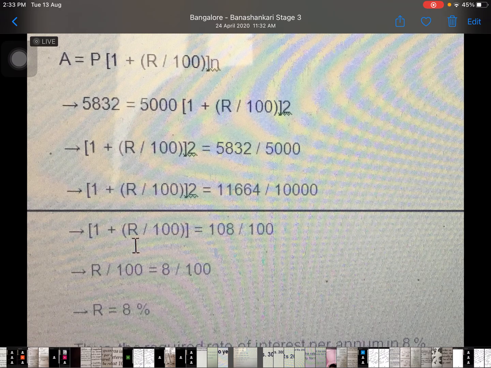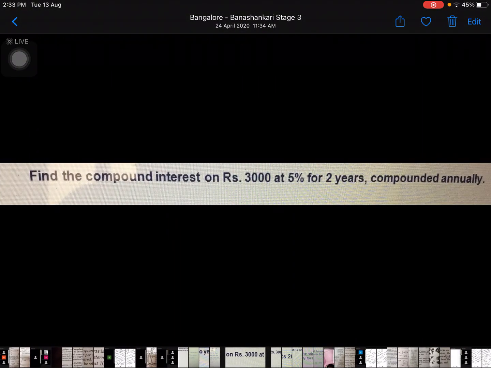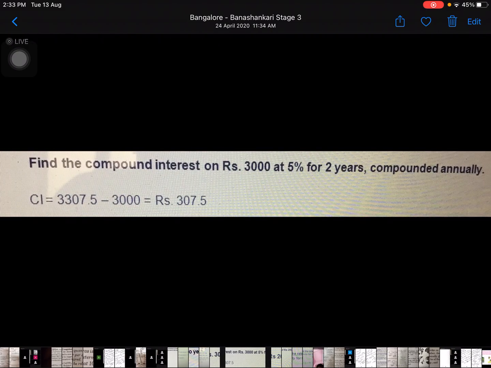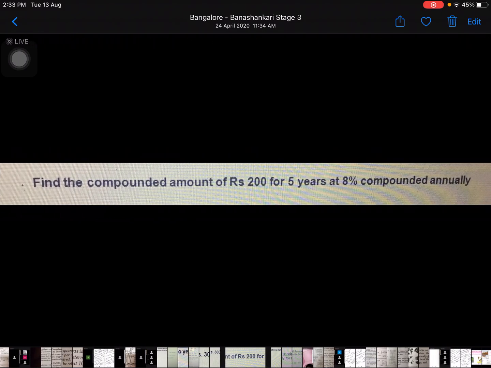Similarly, find the compound interest of 3000 rupees at 5% for 2 years, which can also be easily calculated. On substitution, A is equal to P into 1 plus I whole raised to the power of n, that is 3000 into 1 plus I whole raised to the power of n, will give 3307.5. On subtraction of the principal, it gives 307.5 as the compound interest.